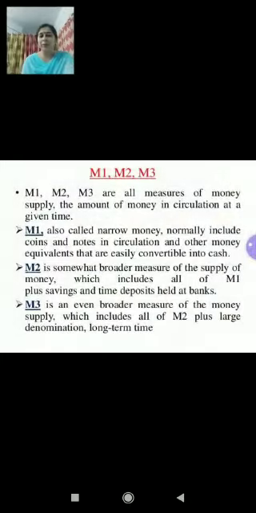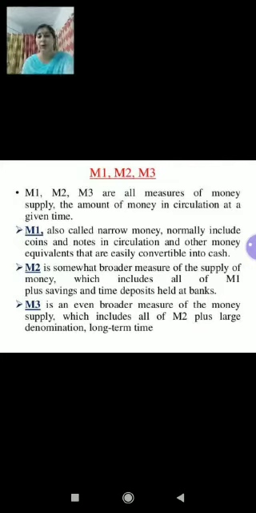Coming to all the three variables, once again you can see M1, M2, M3 are all the measures of money supply, the amount of money in circulation at a given time. M1 is also known as narrow money, I told you. M2 is a somewhat broader measure of money supply because it includes all the values of M1 plus savings and time deposits held with the bank.